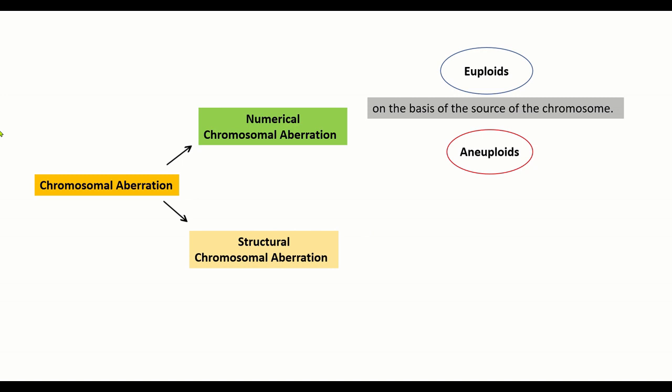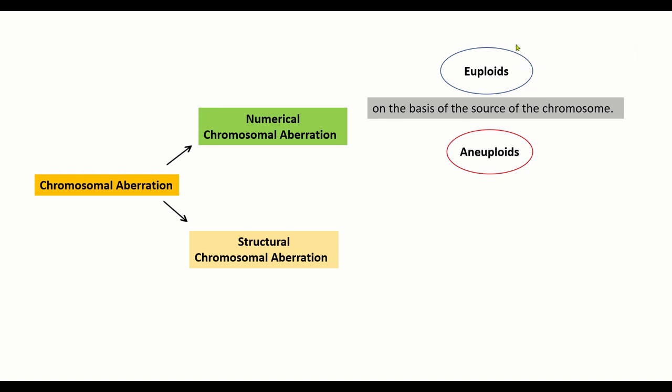So next we have the chromosomal aberrations. We have already learned about chromosomal aberrations. These are changes at the chromosome level. They can be on a numerical basis or on a structural basis, and in case of numerical basis we have two types. One is euploids. So what are euploids? These are changes in the number of genomes.